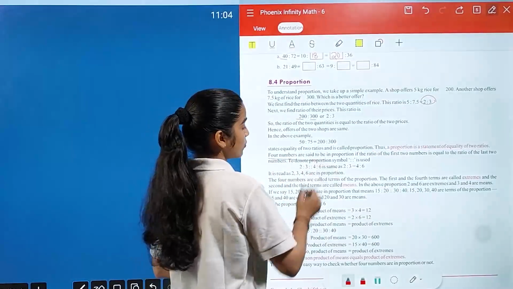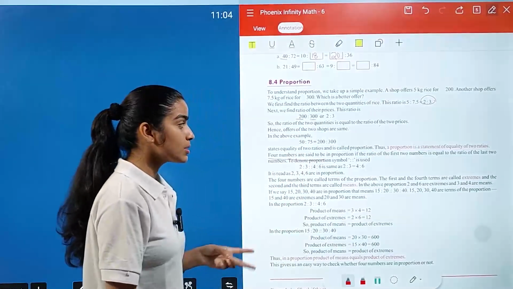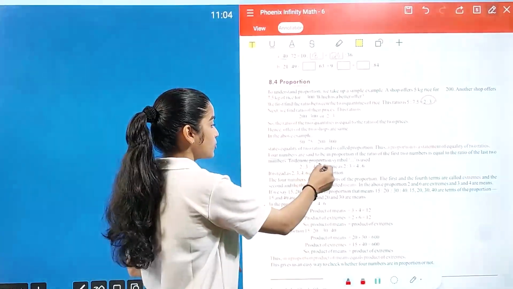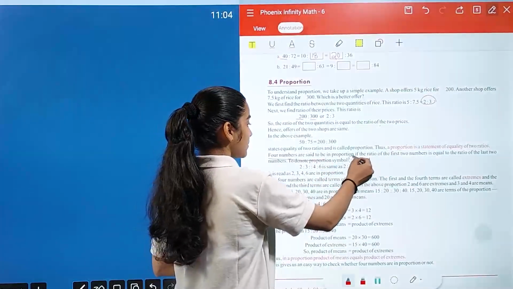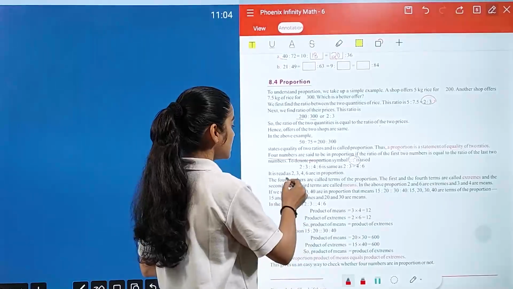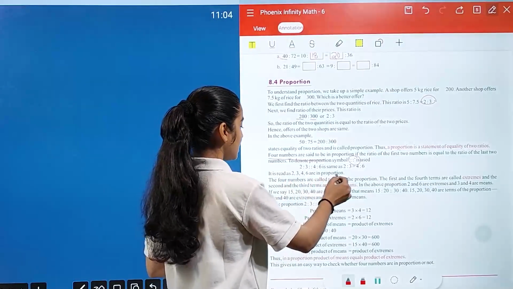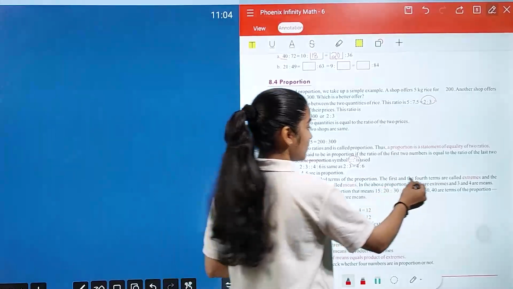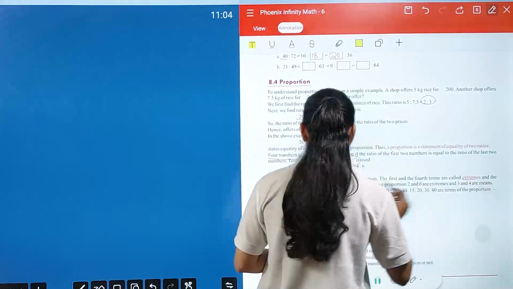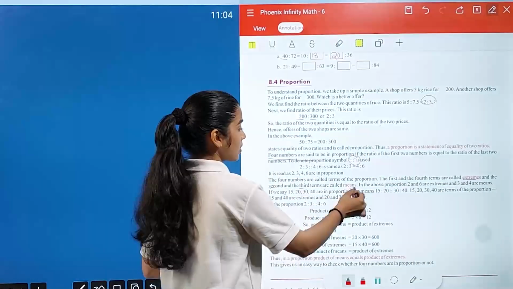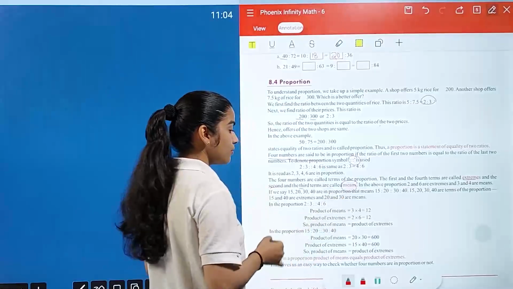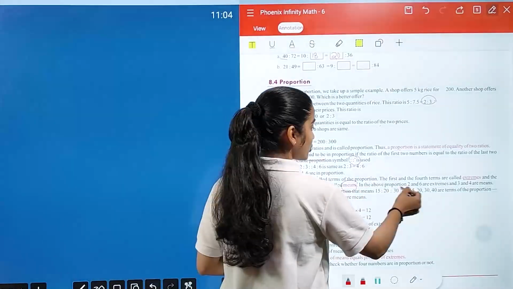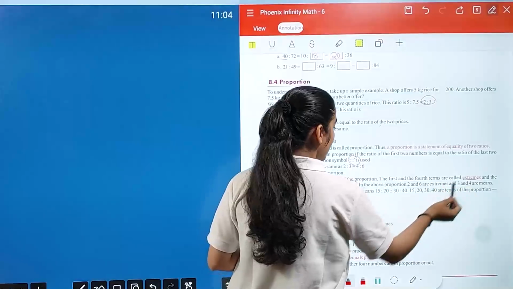Four numbers are said to be in proportion if the ratio of the first two numbers is equal to the ratio of the last two numbers. To denote proportion, we use these two colons. It is read as 2, 3, 4, 6 are in proportion. The four numbers are called terms of the proportion. The first and fourth terms are called extremes, and the second and third terms are called means. So in the above proportion, 2 and 6 are extremes and 3 and 4 are means.